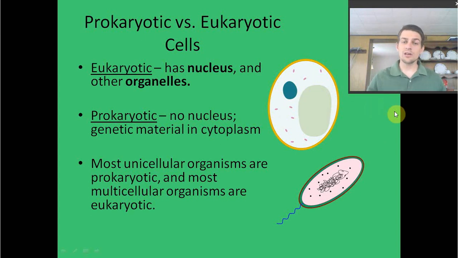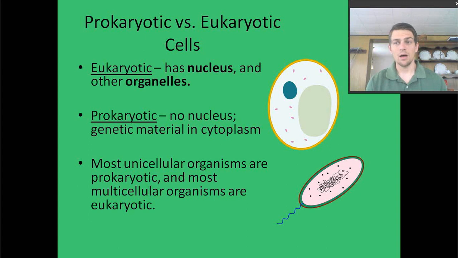So a eukaryotic cell has a nucleus, and it has other membrane-enclosed organelles. Now, a prokaryotic cell does not have a nucleus. I have a little diagram of one down here. Its genetic material, so all the information that it needs, is just kind of floating out in its cytoplasm. And you can see in the diagram there's a squiggle right in the middle. That is the genetic information. That is its DNA just floating out in the middle of it.